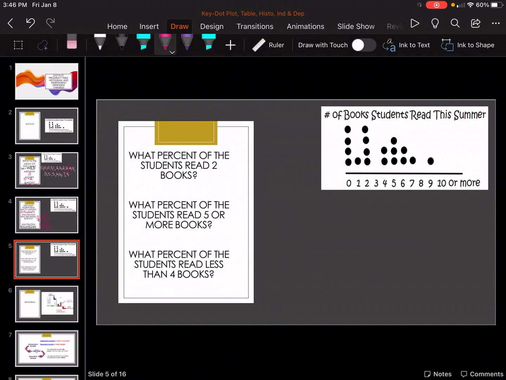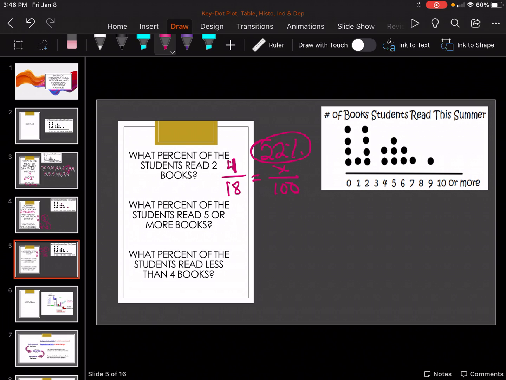What percent of the students read 2? So that was 4 out of 15. We said 15. Oh, nope, 18. Equals, remember, x over 100. Set it up like a proportion every time. So we're going to do 100 times 4 divided by 18 equals 22.2. So it's going to be 22%.